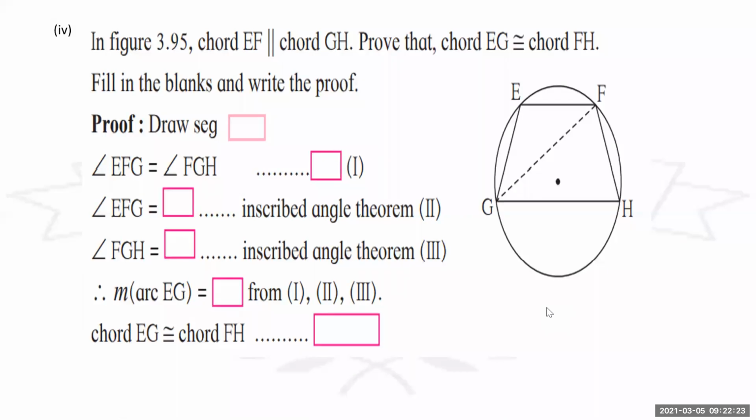Check. In the figure, chord EF is parallel to chord GH. Prove that chord EG is congruent to chord FH. Fill in the blanks and write the proof. Draw segment GF. Now check, when you look in the figure, the dotted line which is shown is the construction. So construction: draw segment GF. Understand? Very good.